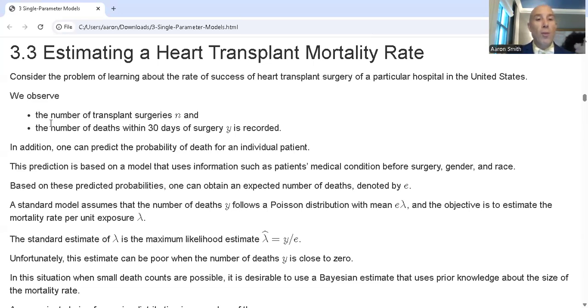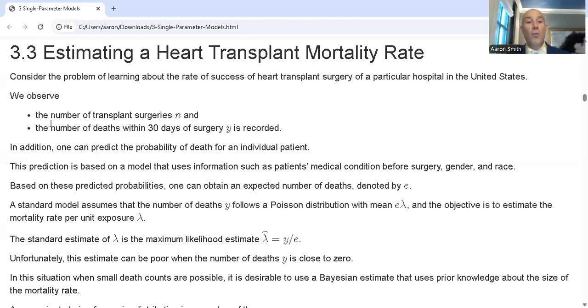Okay, so we're going to observe the number of transplant surgeries and the number of deaths within 30 days of the surgery, y. In addition, one can predict the probability of death of an individual patient. This prediction is based on a model that uses information such as the patient's medical condition before surgery, their gender, and their race. Based on these predicted probabilities, one can obtain an expected number of deaths, denoted e.